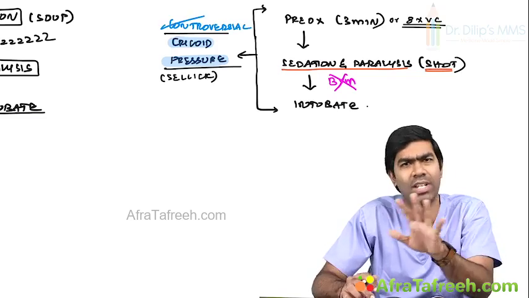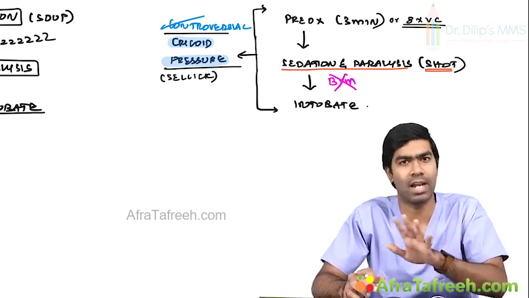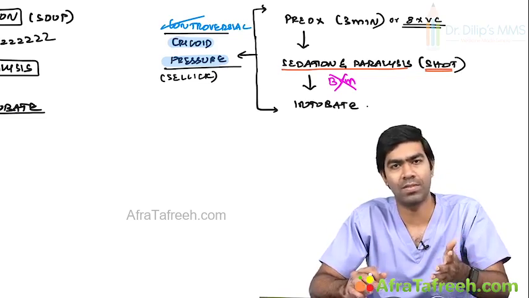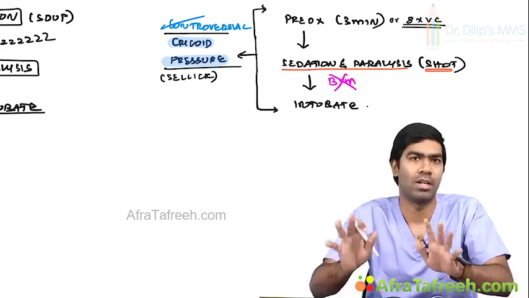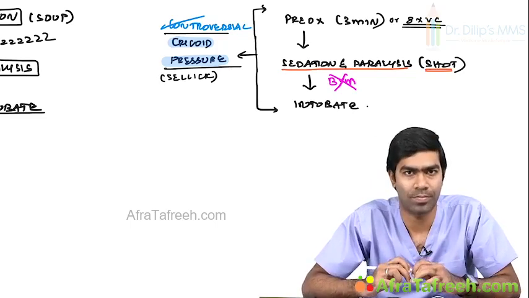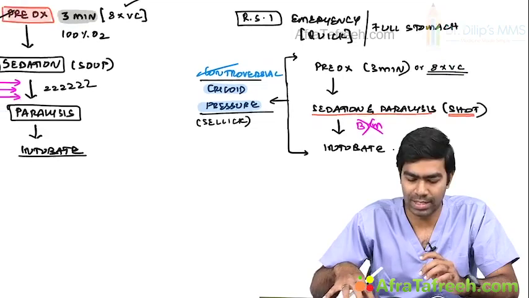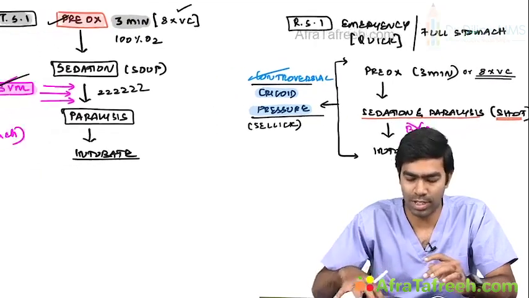But even though, many of the Indian practitioners, in emergency and in ICUs, when they are doing a rapid sequence intubation, yes, they do this cricoid pressure as well. Clear? So this is the classic rapid sequence intubation. So this is the difference.